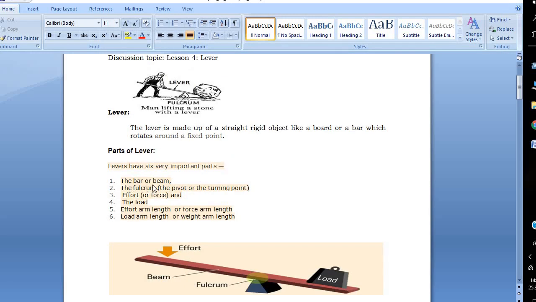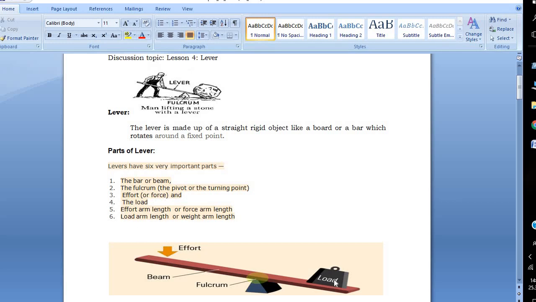A lever has 6 very important parts. The first is the bar or beam. You see, this is the bar or beam. Number 2 is the fulcrum, or pivot, or turning point. This is called the fulcrum, and this is also called the pivot. Number 3 is the effort or force. This is the force you can apply here.